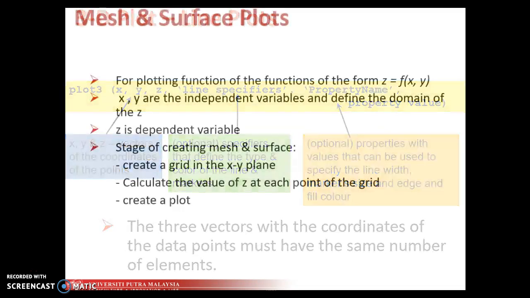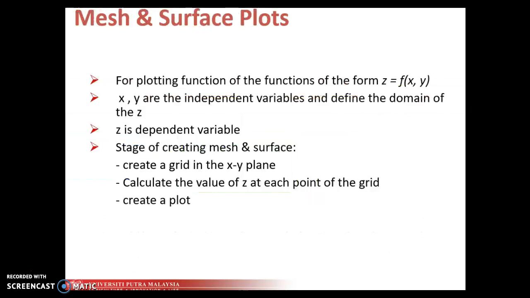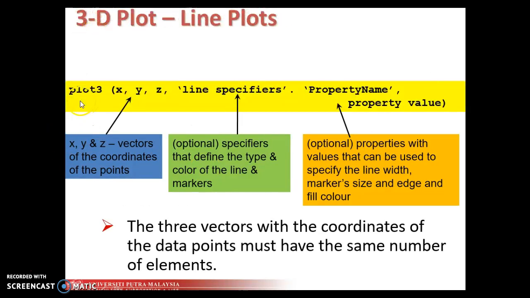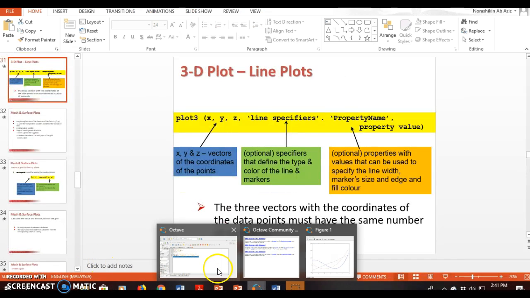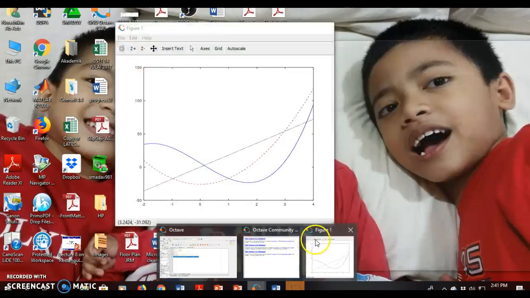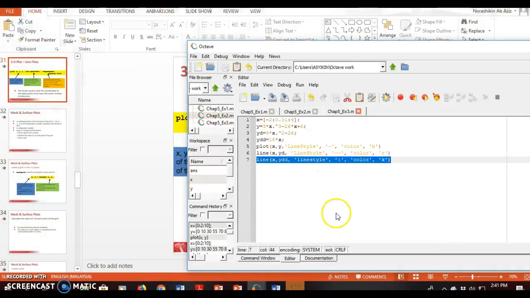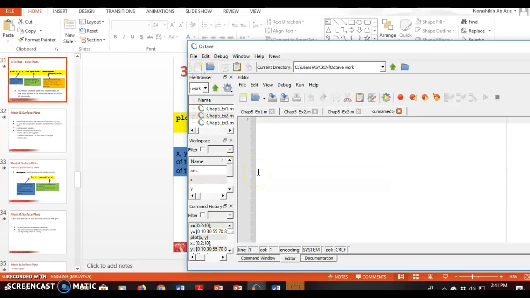So we do have the slide time. How about this, mesh and surface plot. How about we try plot 3? This one. So I close my figure and open a new editor window. So this is my vector, 0 to 6 and 5. Sorry, this is a 0. Alright, 0, 6 and 5.